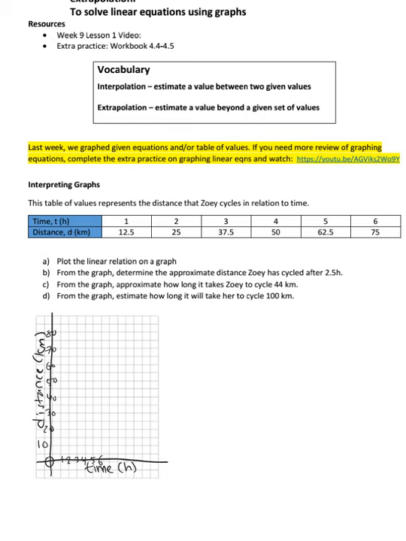Okay, now I have my x and my y-axis, and I just have to plot the points. So the first point that I have is when x is 1, y is 12.5. So when x is 1, I go to where 12.5 is, approximately right here. When x is 2, y is 25. So when time is 2, distance is 25. And when 3, it is at 37.5.